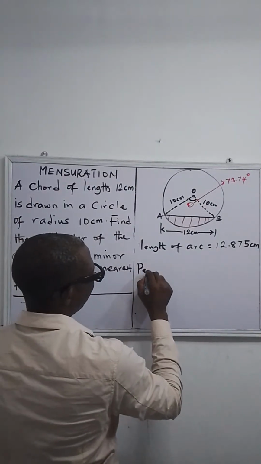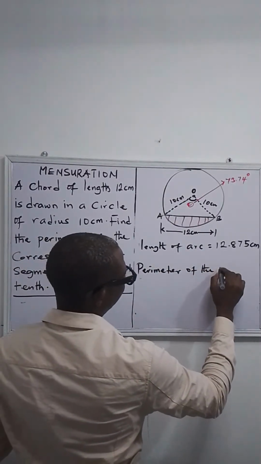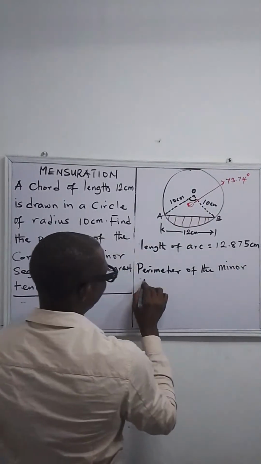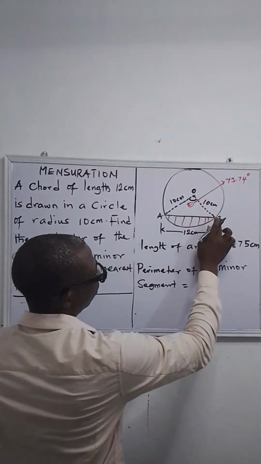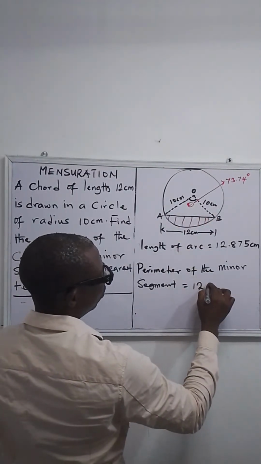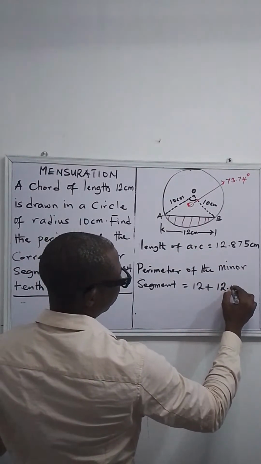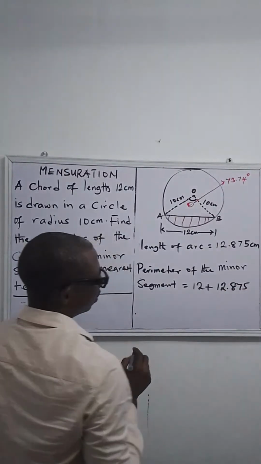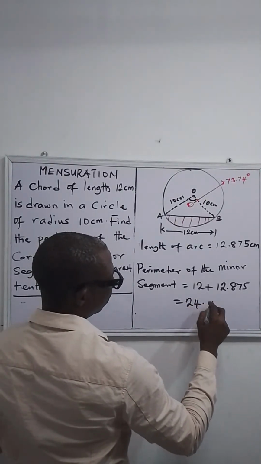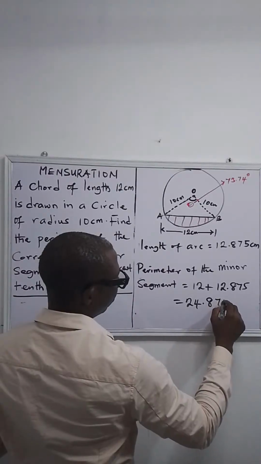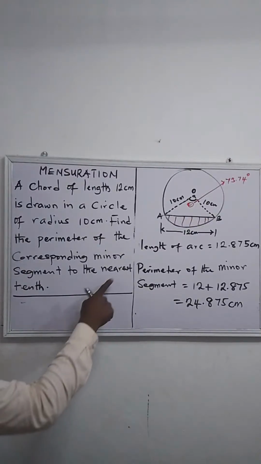So perimeter of the minor segment equals the length of chord, and that's 12, plus length of arc, we just calculated that, that's 12.875. So now what is going to be the addition? That's 24.875 centimeter. Now the question asks you to express to the nearest tenth.